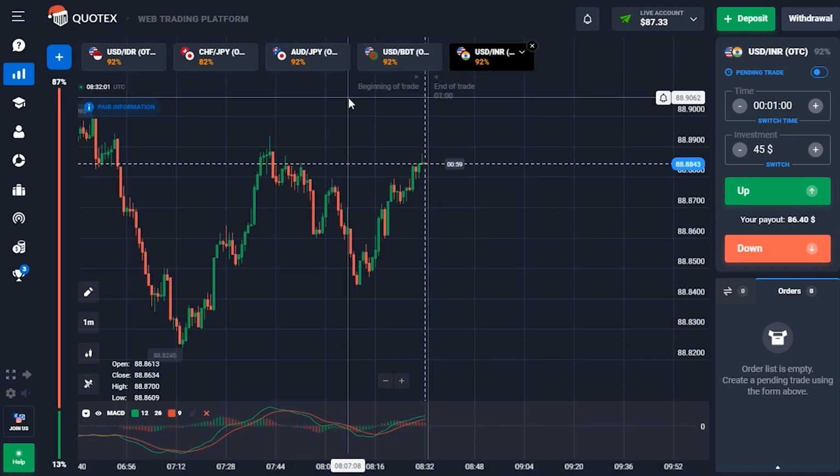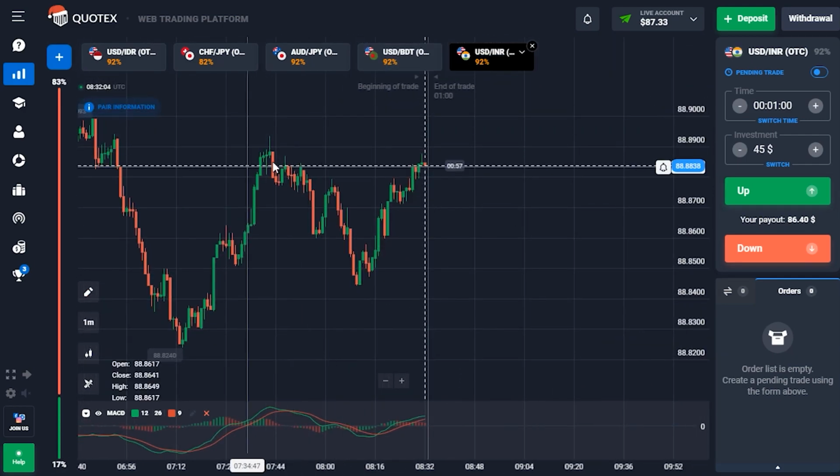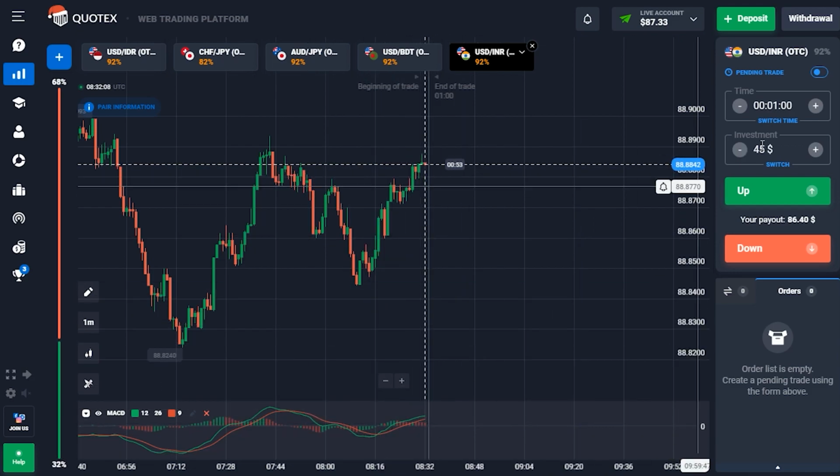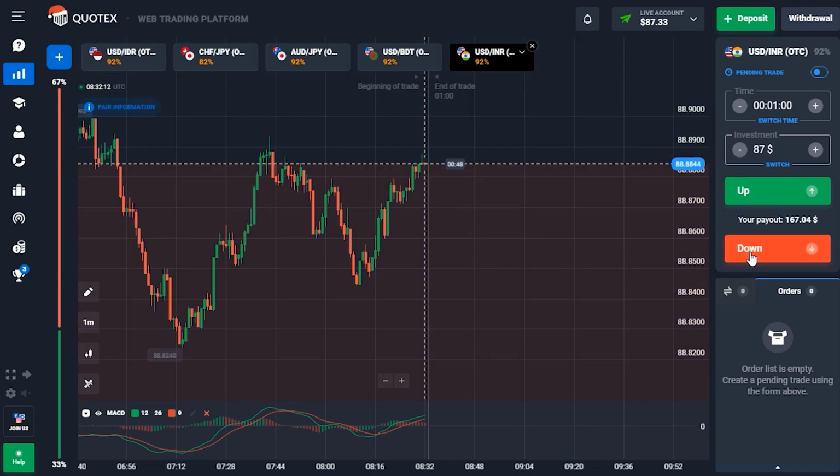And on this currency pair, we see that the price is at the resistance level. According to the MACD indicator, we see a red histogram, so I change the investment and open a trade down here.